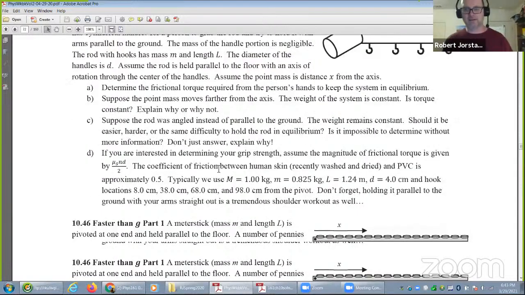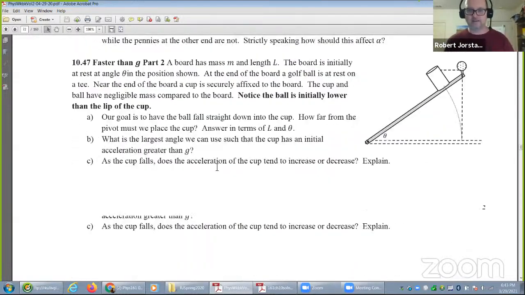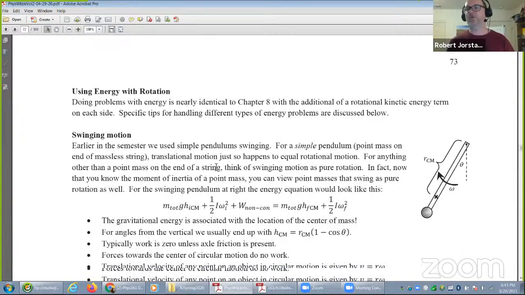Whatever. There's a rod. Where else? Here's a rod with a point mass attached.